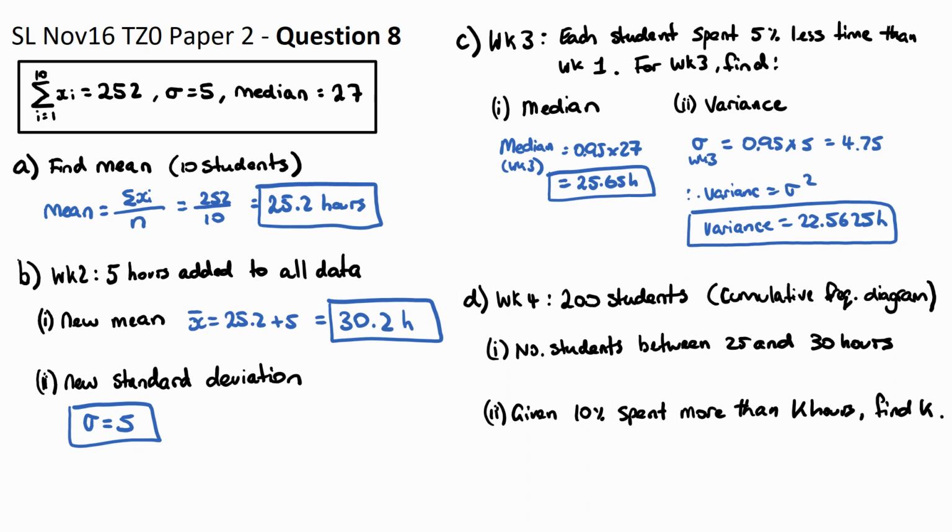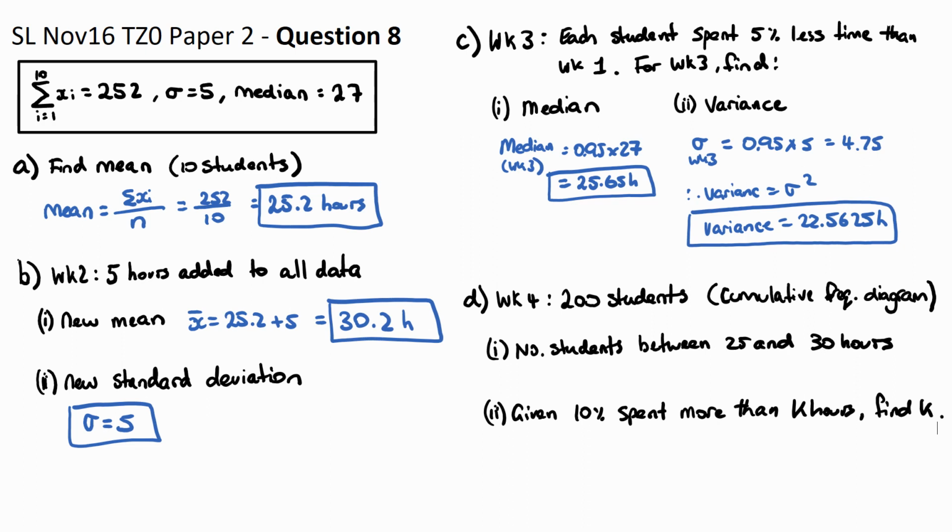Part D. We have during week 4 now. The survey has been extended to 200 students. Now the results have a cumulative frequency diagram. Now I don't have the diagram here, but hopefully you have the exam in front of you and you can read it off. And in part 1 it says find the number of students who spend between 25 and 30 hours browsing the internet.